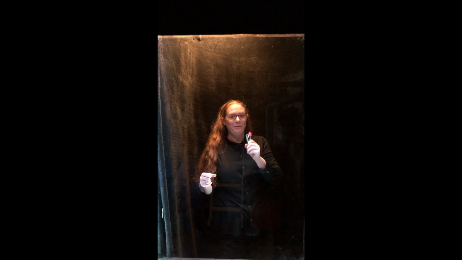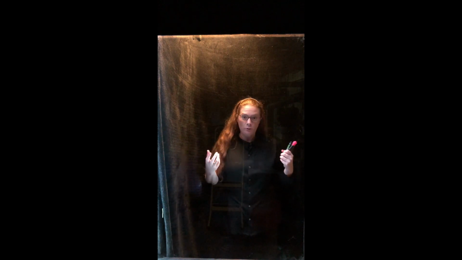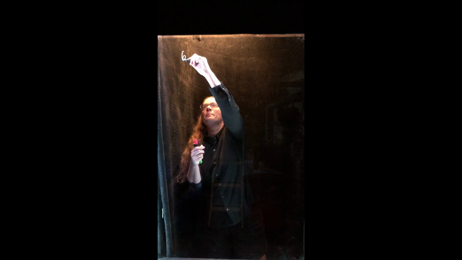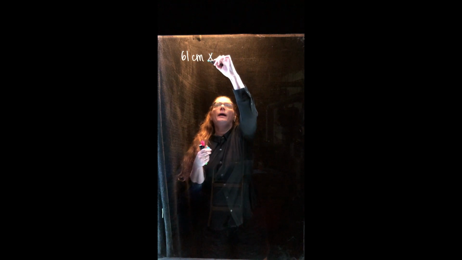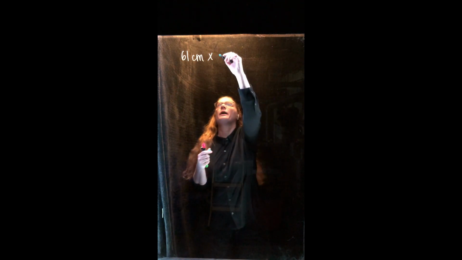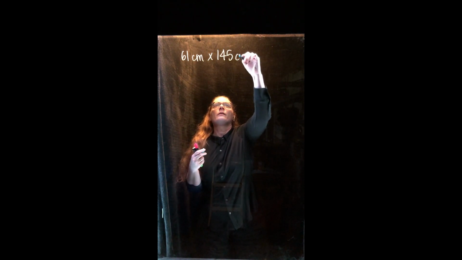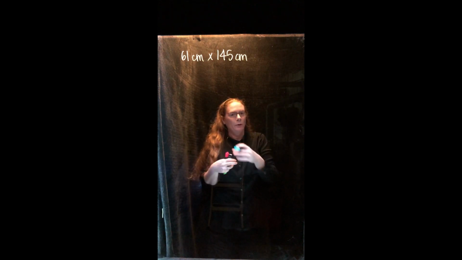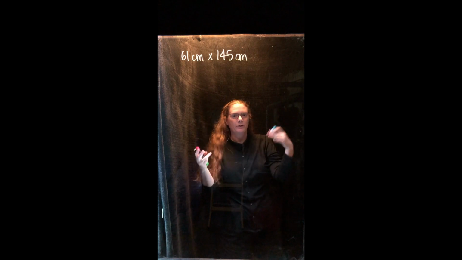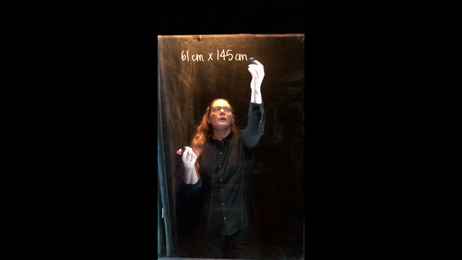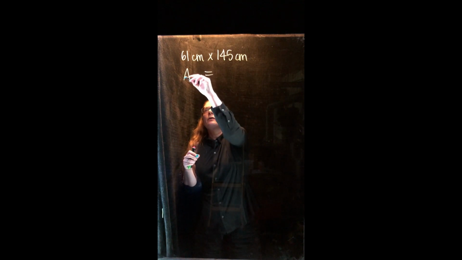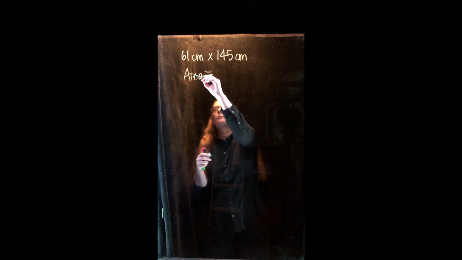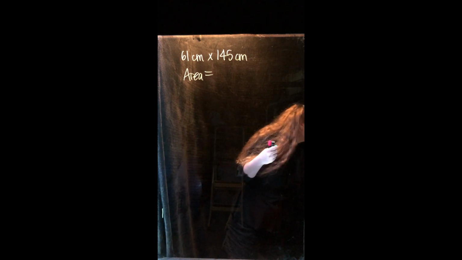Okay, now you've got your measurements. So I measured the counter on top of my dishwasher, and it was 61 centimeters by 145 centimeters. All right. So I want to know what the area of that counter is. Well, it's rectangular, so I just take the length times the width. So if I just multiply those two, the area of that counter is, what did I get?